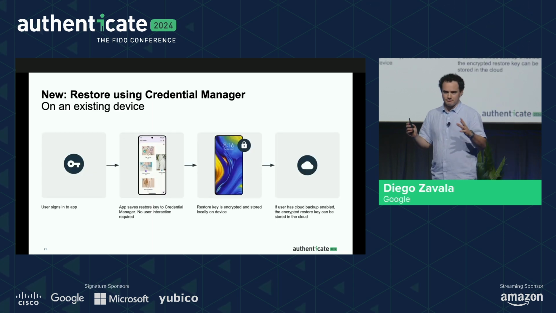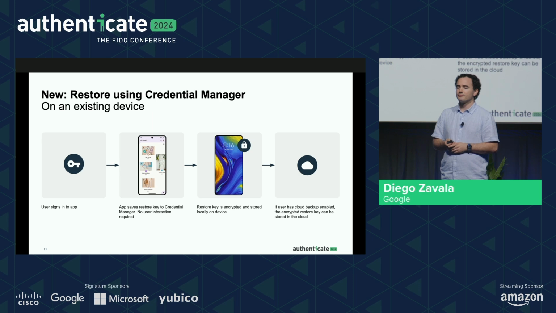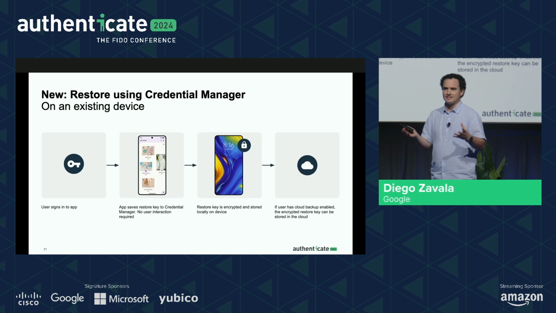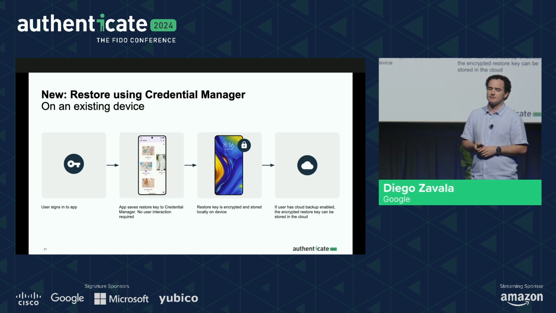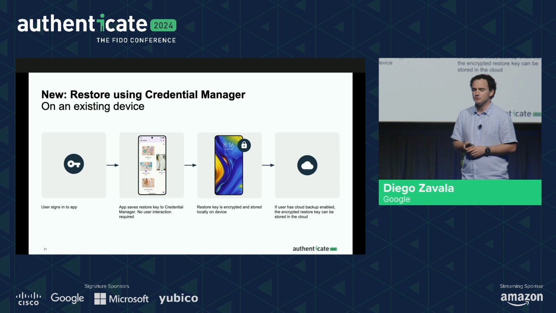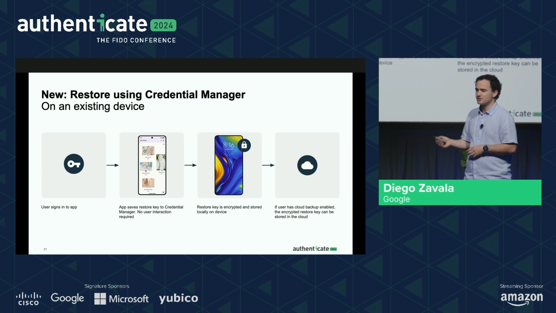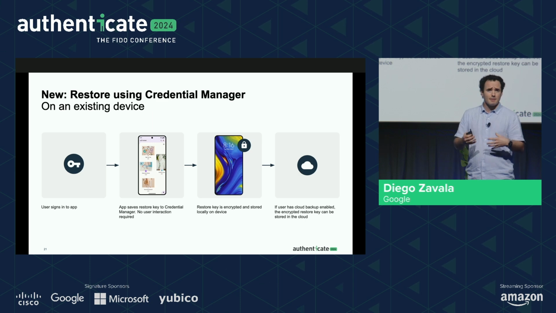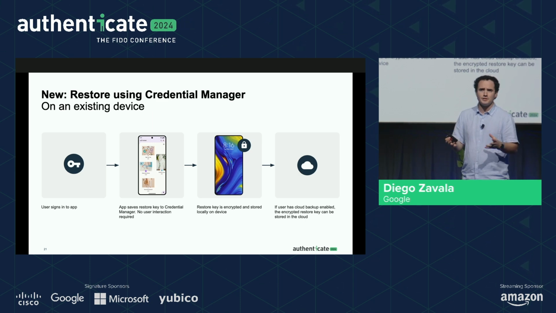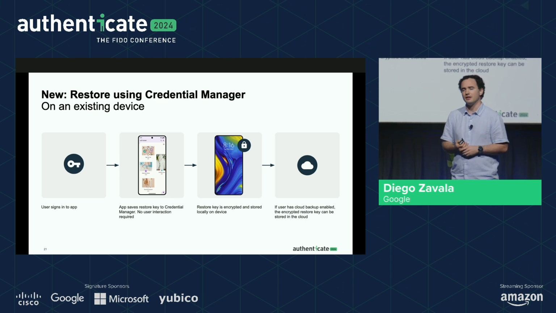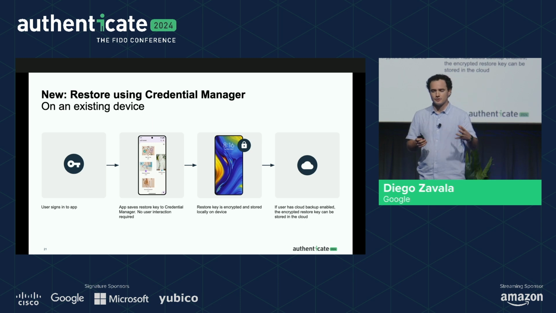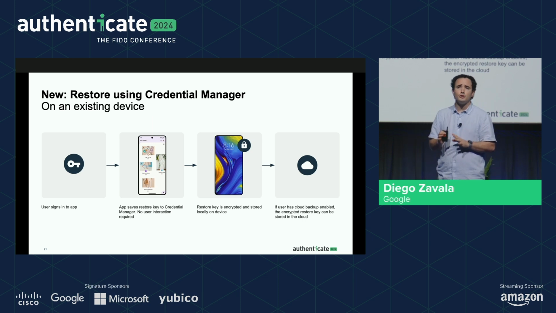So how does this feature, Restore Credentials, work? Let's imagine the user has an existing device, let's say a Pixel 6, which is nice, but it's a little bit old. And so at some point, they signed in to the app. In this case, it's Shrine, a test app. The app, at that point, can create a restore key via Credential Manager API. That key is encrypted and stored with the device backup with no additional user action needed, given that it's similar to storing backup data.